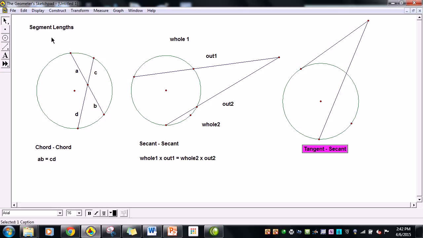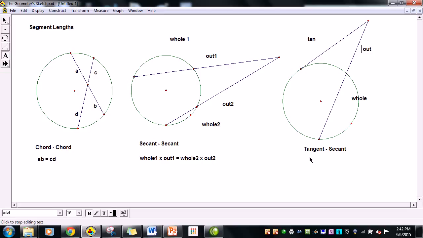Now a tangent doesn't have a whole and an outside. For a tangent, the outside is the whole. So I'll just call that the tangent. That's the distance here. And then the secant has a whole length, of course, but it also has an outside length. And by outside, I mean the length outside the circle here.